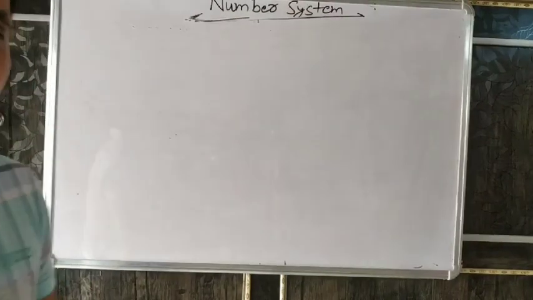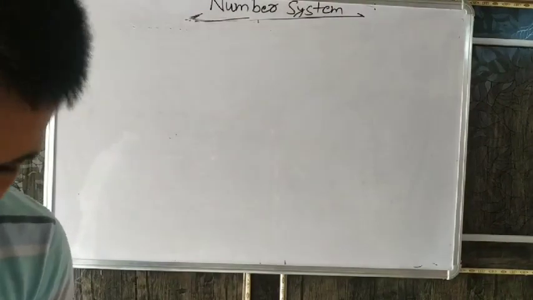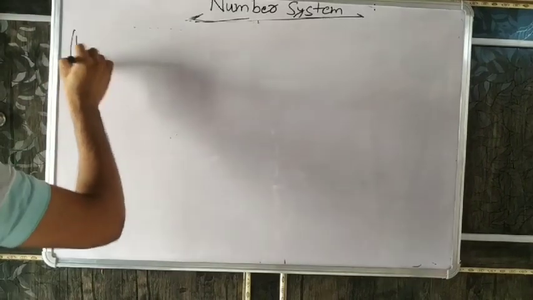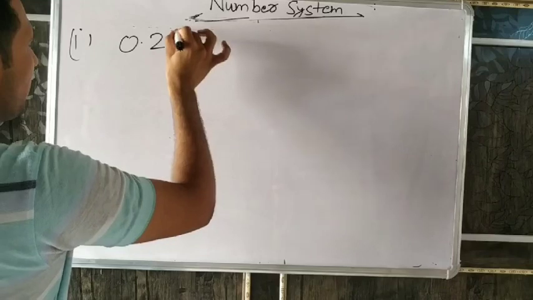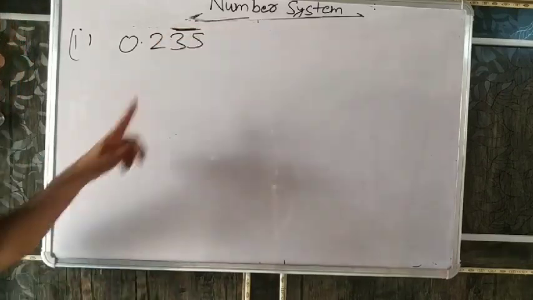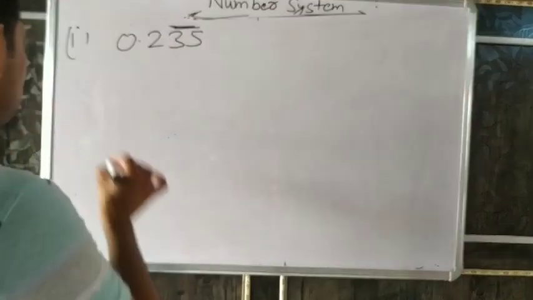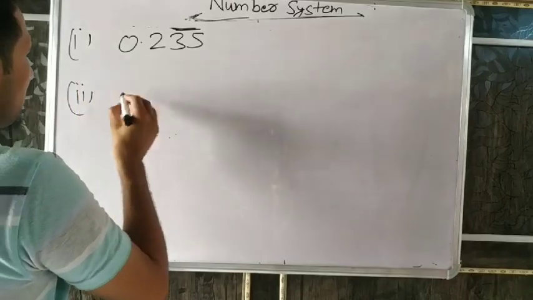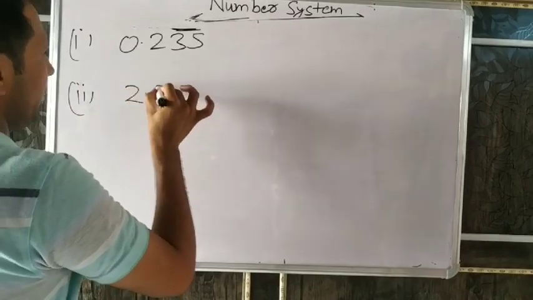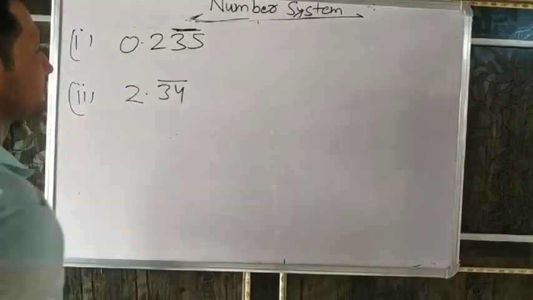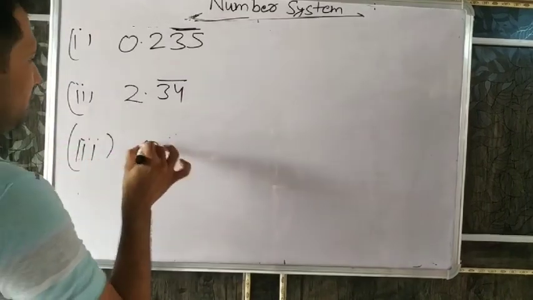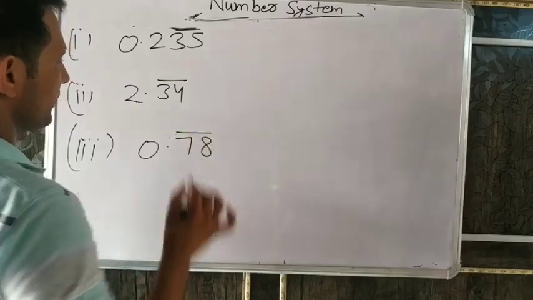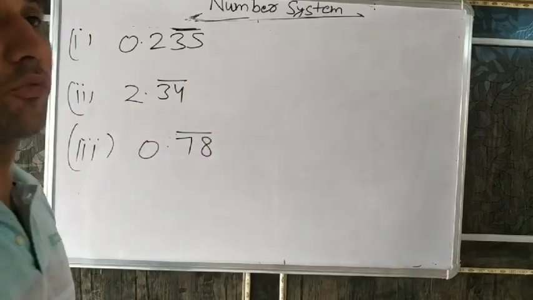So some more extra questions I am giving for homework for you. You will do it yourself. First is 0.235 bar, with the bar only on 3 and 5. Second question is 2.34. One more is 0.78. So you will write these 3 questions for homework also.